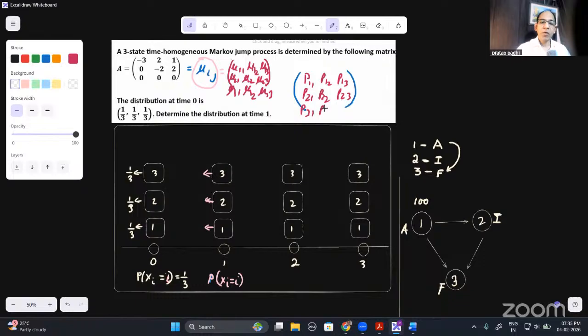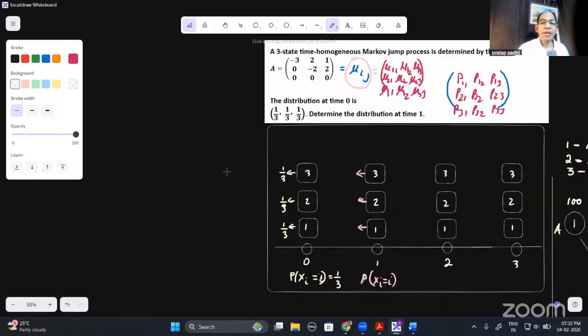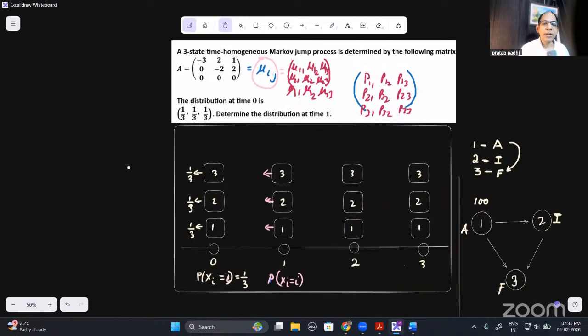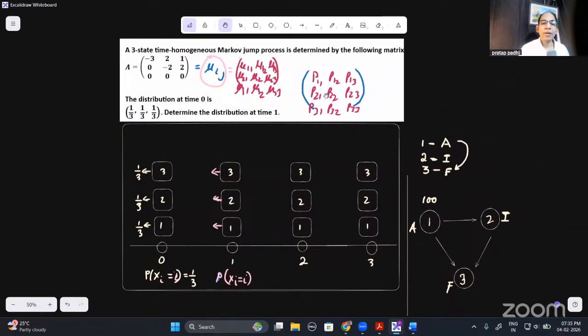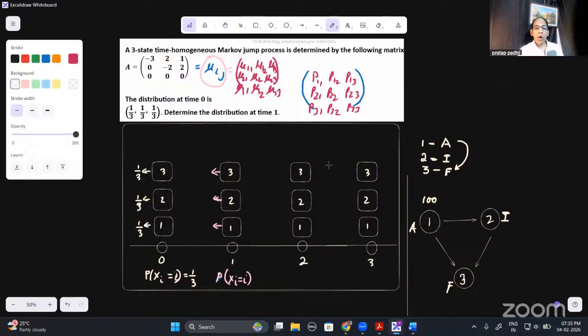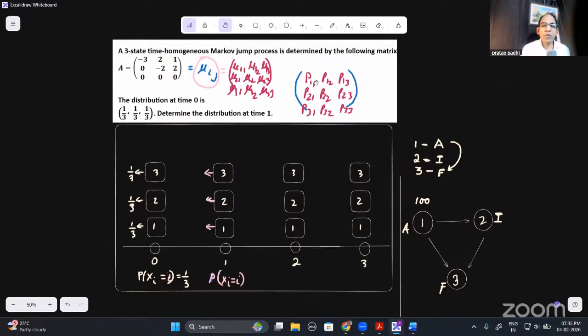So what's happening here? Conceptually, you need to understand, it's very easy. The conceptual part is that from the intensities, we want to find the probabilities. From the transition intensities, we want to find the transition matrix probabilities. So how can you find these probabilities from these intensities? That is the question.